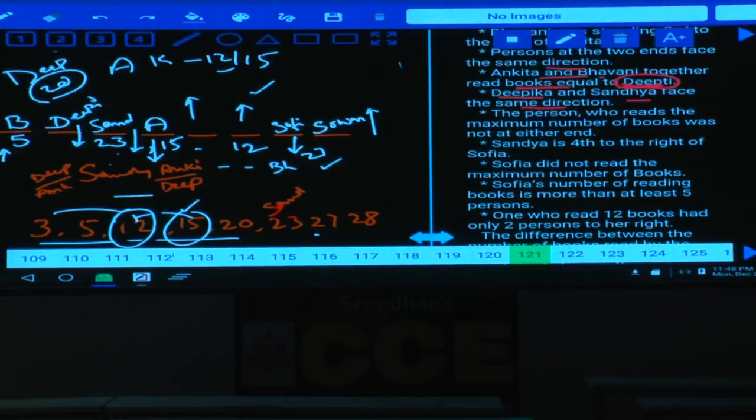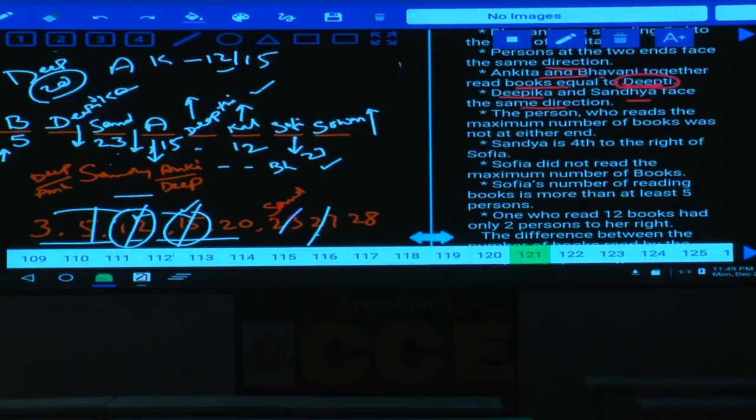Then Bhavani, Deepti, Sanjay, Ankita. Next, who is the other person here? This person is Deepika and this person is Deepti, and the other person is Kalyan. No, this person is Kalyan. Then 5 done, 23 completed, 15 completed, 12 completed, 27 completed. Now I am left with 3, 20 and 28.